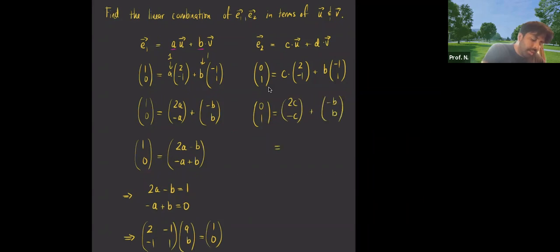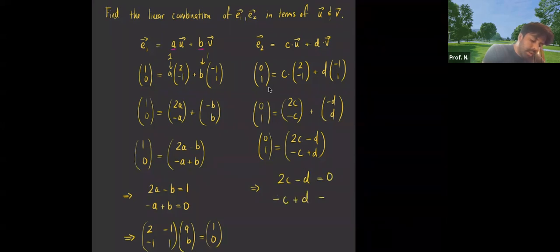When I combine this, I get 2C minus D, and I get negative C plus D. Sorry, this should be D. I got my V's mixed up. So this equals 0, 1. Then if you write this as equations, I get 2C minus D equals 0, and negative C plus D equals 1.